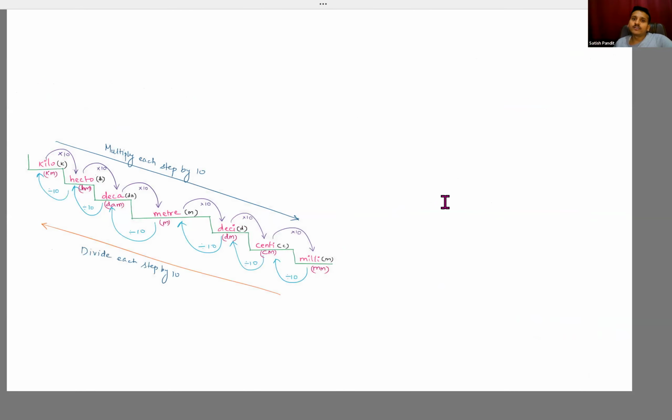Suppose I want to convert 1287 millimeters square to centimeter square. I want the answer in decimals, okay? Just try. I want 1287 millimeter square to centimeter square. Just try.